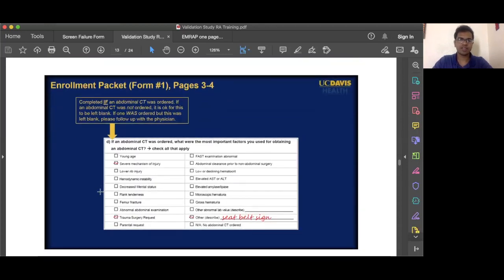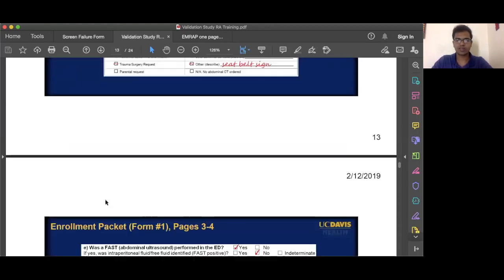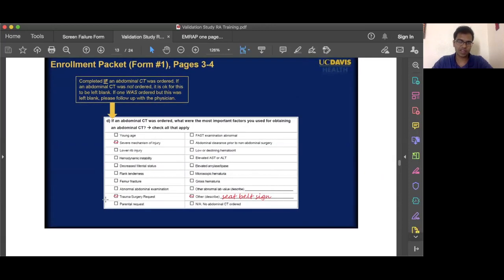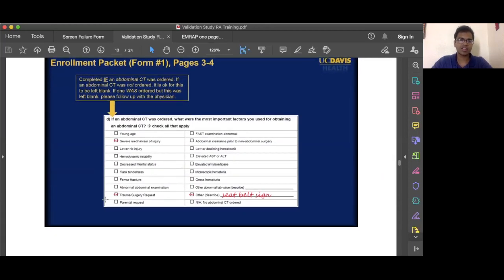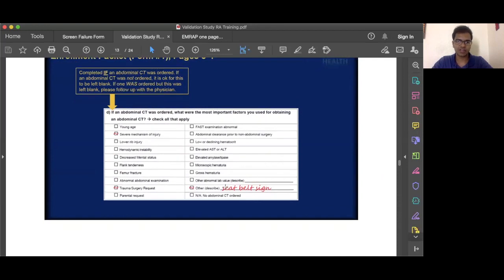Again, at the bottom, this is something the attending fills out as well. And we'll just want to double check that it's filled out and everything is correct. So if there was an abdominal CT that was ordered, then we want to have something that's filled out in this section.